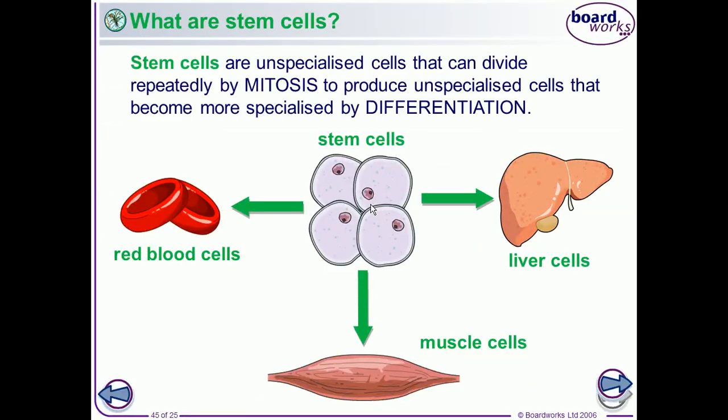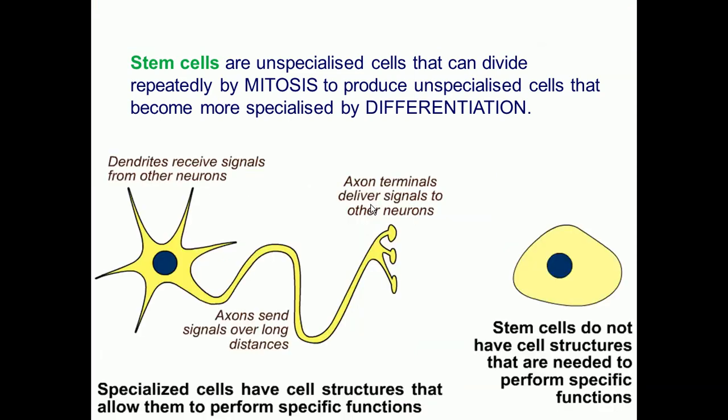Stem cells are unspecialized cells, and these unspecialized cells can do two things. First, they divide by mitosis, and because mitosis produces genetically identical cells, that means that the cells produced would also be unspecialized. And then these unspecialized cells become more specialized by differentiation. So here's an example of stem cells that are unspecialized. They don't have any cell structures, so they don't perform any specific functions. And then they become more specialized by differentiation, by having these cell structures. And these cell structures can therefore help them perform the specific functions that they need to do.